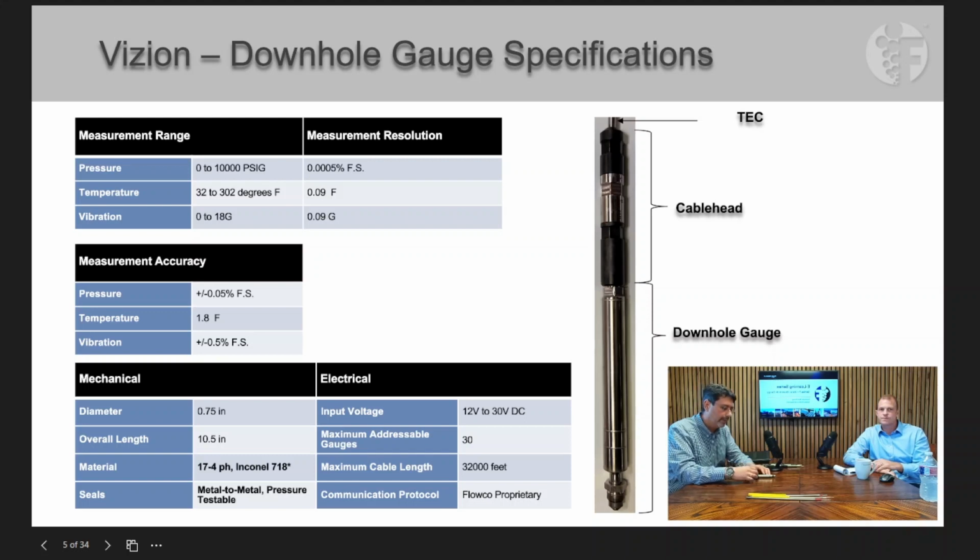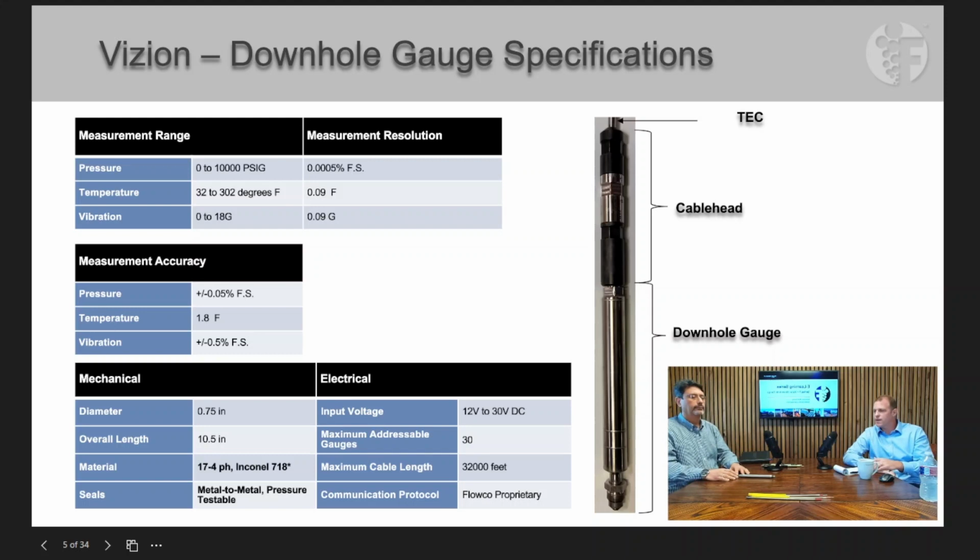The diameter of the gauge is 0.75 inches, 3/4 of an inch. And the overall length of the gauge itself is just 10.5 inches. The base material that we use is 17-4 PH for the housing or the mechanicals, but we also have a version in Inconel 718 for sour service when required. All the seals that we use in the assembly are pressure testable, metal to metal.